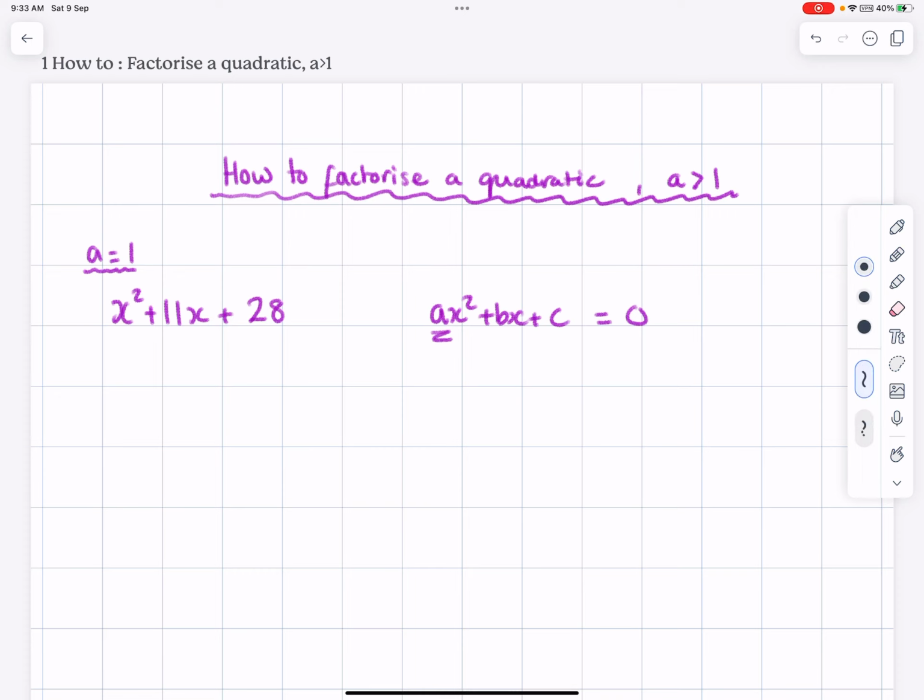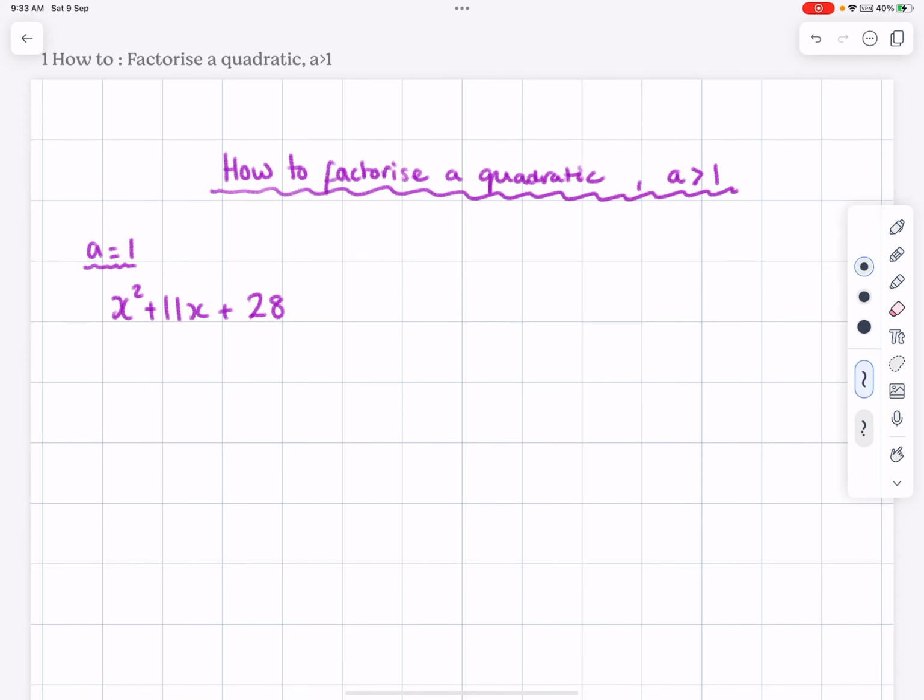Well, before I do that, let's remind ourselves of how we do it if a is equal to 1, such as in the example x squared plus 11x plus 28. What we're doing is looking for two numbers. I use m and n. I don't know what your teacher will have done, but I say I'm looking for two numbers that multiply together to make that number and that add together to make that number. So they multiply together to make c, 28, and they add together to make b, 11.